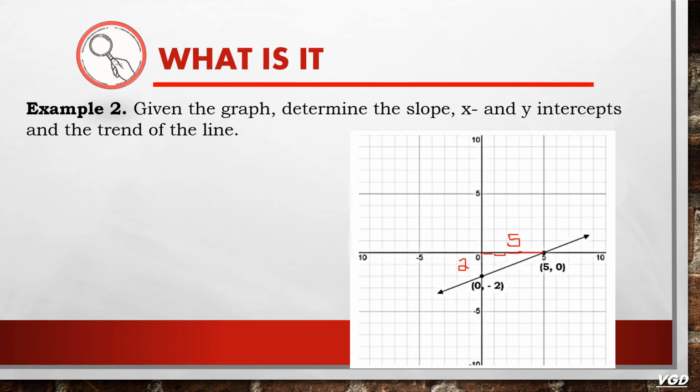So, from 5, 0, we will count going paubos sa 0, negative 2. So, 1, 2. Since paubos man siya, so it means it's negative. So, our rise is negative 2 and our run is going to the left. Kay, padung man ta sa 0, negative 2. So, from this point, mo count ta padung sa 0, 2, 1, 2, 3, 4, and 5. And since it's going to the left, so therefore, we will have negative 5. And take note, negative 2 divided by negative 5, the answer will always be positive.